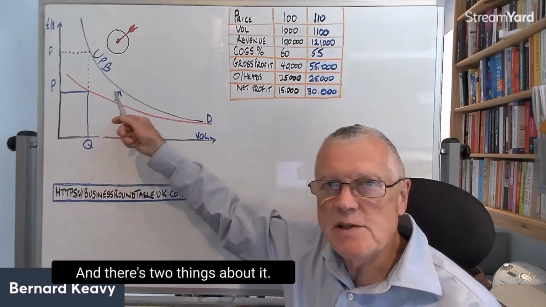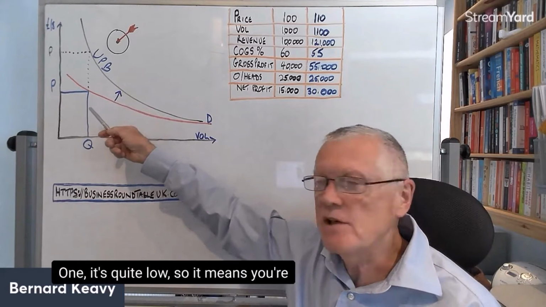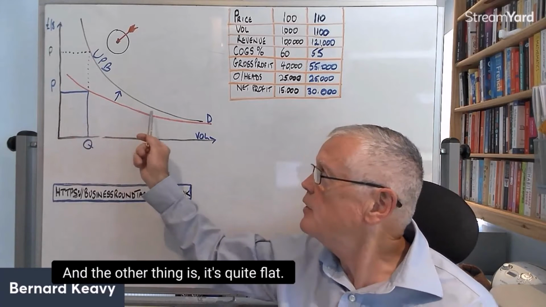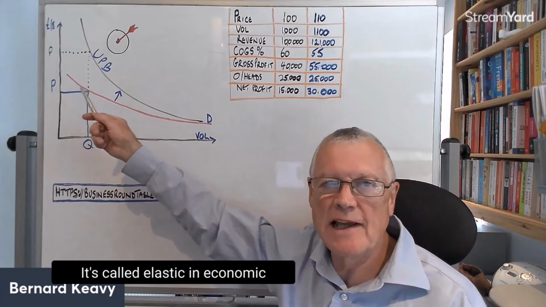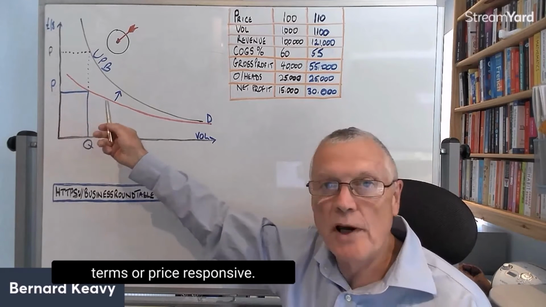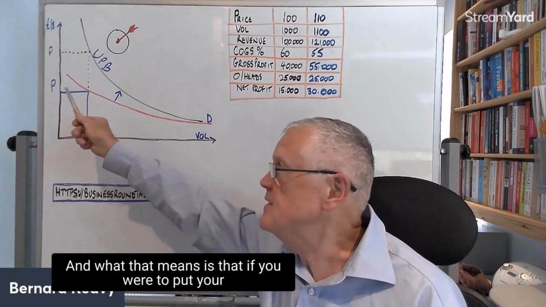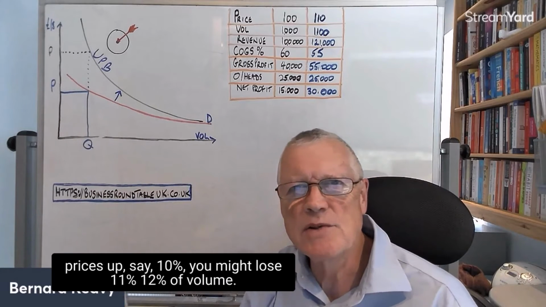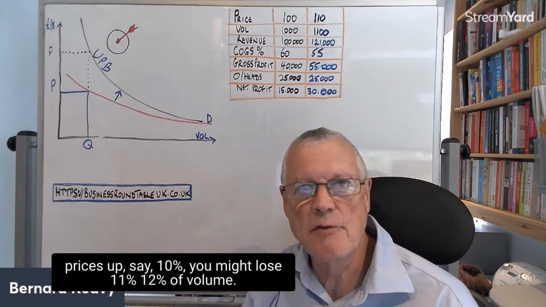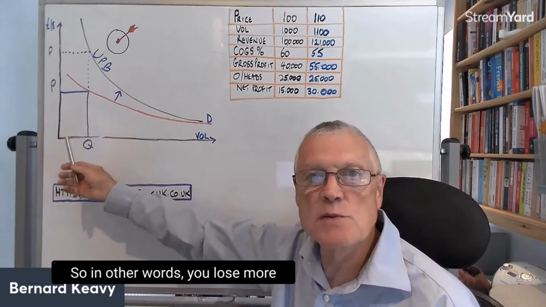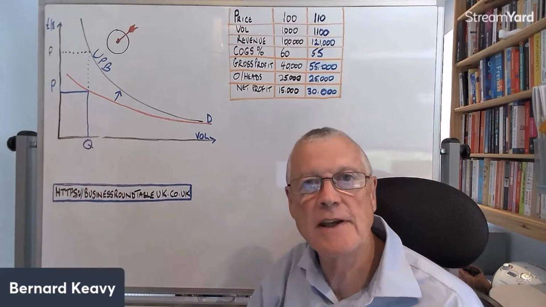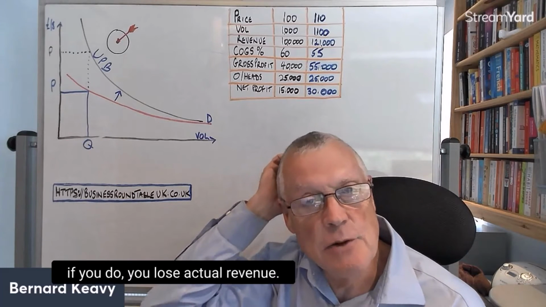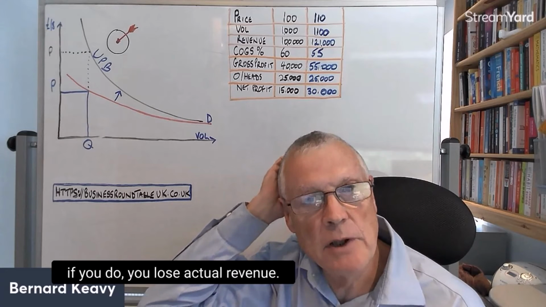And there's two things about it. One, it's quite low, so it means you're charging low prices to sell any given quantity. And the other thing is it's quite flat. It's called elastic in economic terms, or price responsive. And what that means is that if you were to put your prices up, say 10%, you might lose 11, 12% of volume. So in other words, you lose more volume than you gain on the price. So you're trapped really. You can't really put your prices up, because if you do, you lose actual revenue.